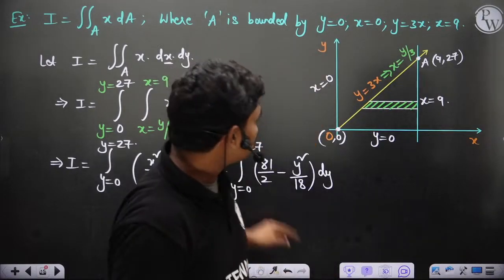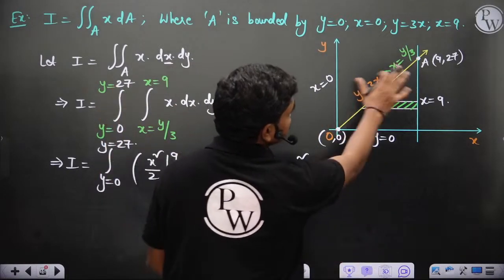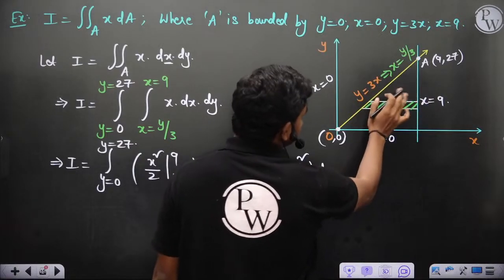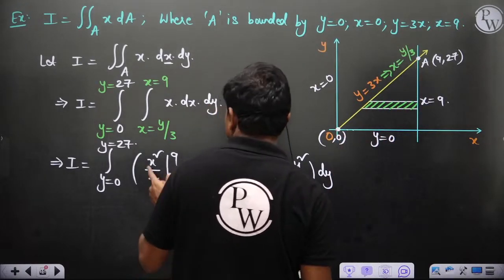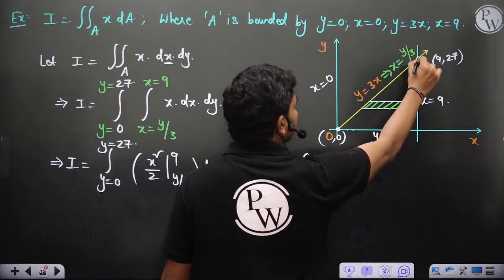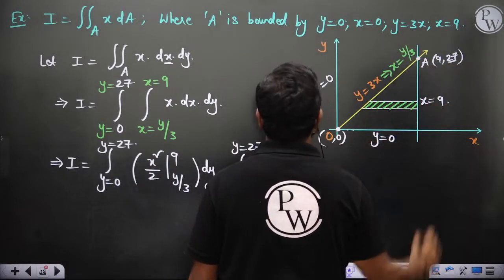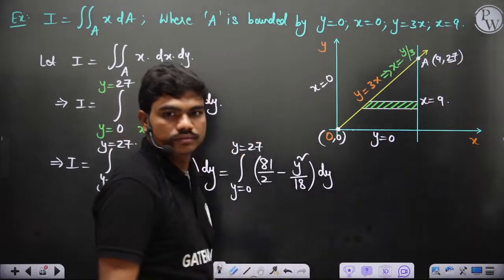Then the y limits. Ultimately the y limits have to be constant. So in this complete region, the point where y is minimum is any point on the x-axis. On all these points y equal to 0, so you can take y equal to 0. And the highest point in this region has y equal to 27.